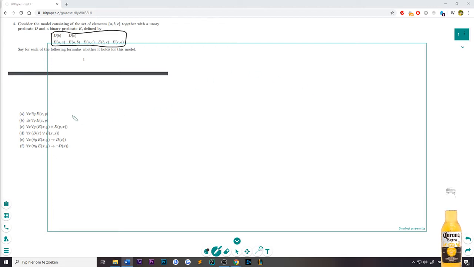And so for the first one, you can see that it holds, because what this is saying is for all values of x, there is some y in which Exy works, okay? And that's true because x can be a, b, or c. Well, if x is a, then we have EAA. If x is b, then we have EBC. And if x is c, then we have ECA, right? So for every case in which x is a, b, or c, there's some y that also works.